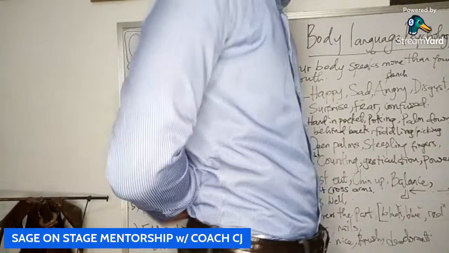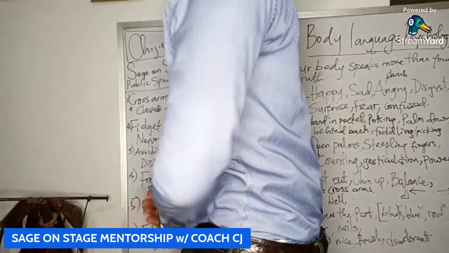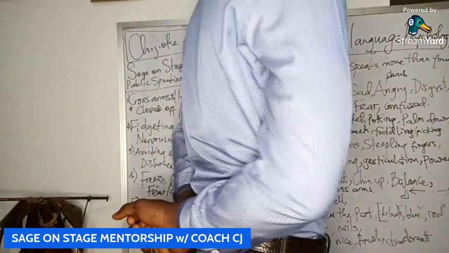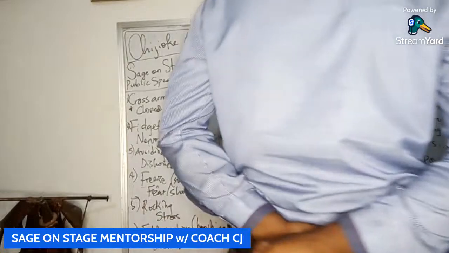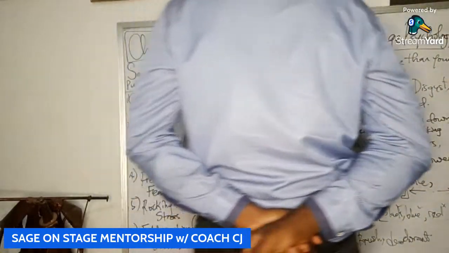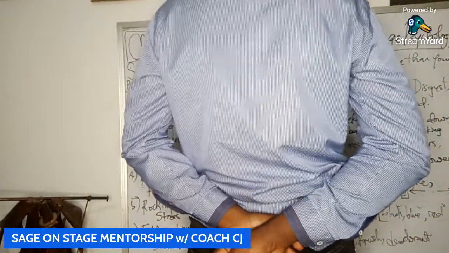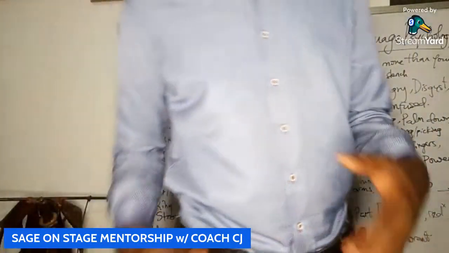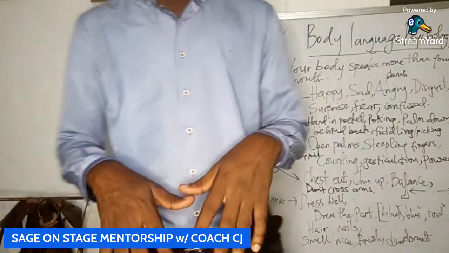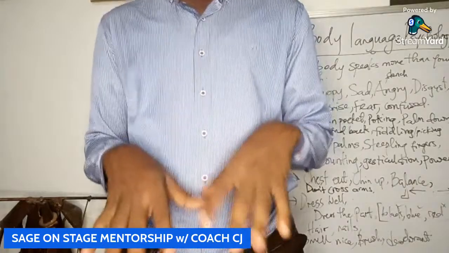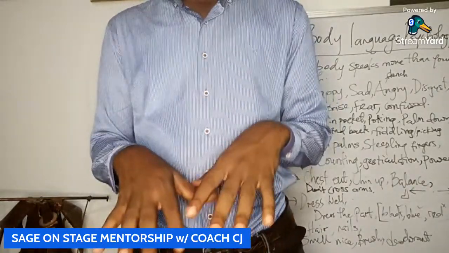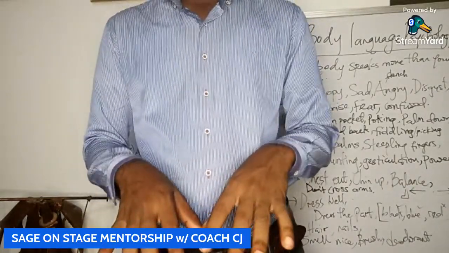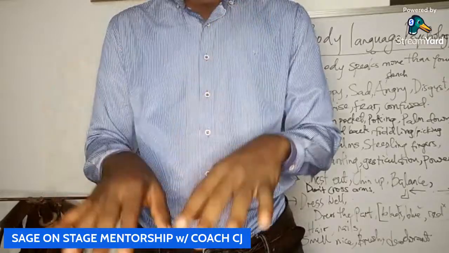Okay? You don't also want to go this way. This is the military at ease position, hands behind the back. You don't want to do this. You don't want to do this. Now, the next thing that you don't want to do is palm down. So you are speaking and your palms are facing down. These are your palms facing down.